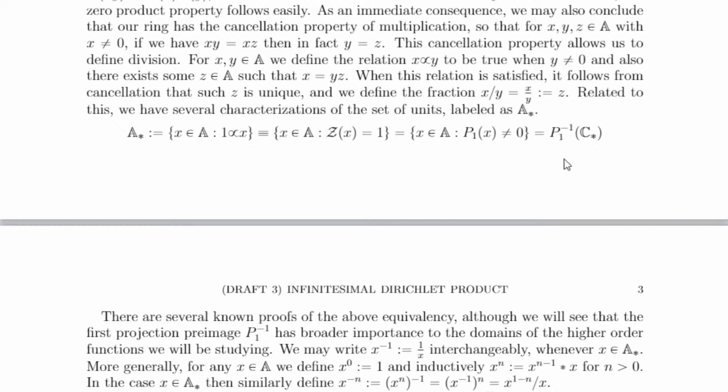Of course, another way to interpret this, because this is the set of values where the first projection is non-zero, we can also think of this as the pre-image of the first projection of C star, the set of non-zero complex numbers. It's all of the numbers which, when you put them through the first projection, gives you a non-zero number. So it's the pre-projection of C star. So A star is the pre-projection of C star, which is very nice.